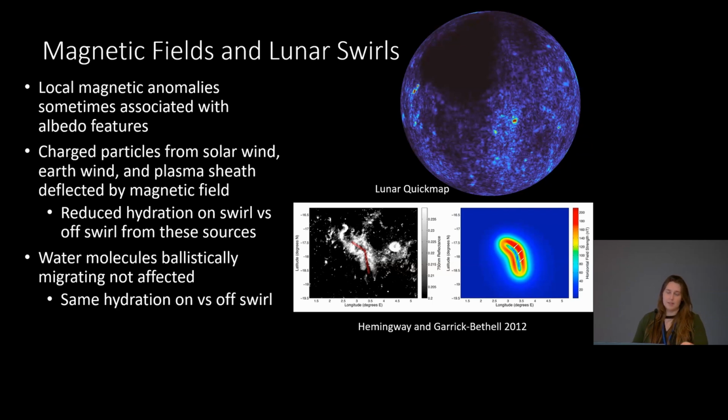These magnetic anomalies are sometimes associated with bright albedo features, which are believed to form because the magnetic field above them protects them from charged particles. So at the swirl, charged particles from solar wind, Earth wind, and plasma sheet would be deflected by the magnetic field. So we should see a reduction in the development of hydration on the swirl if those processes are involved. But water molecules that are ballistically migrating should not be affected.